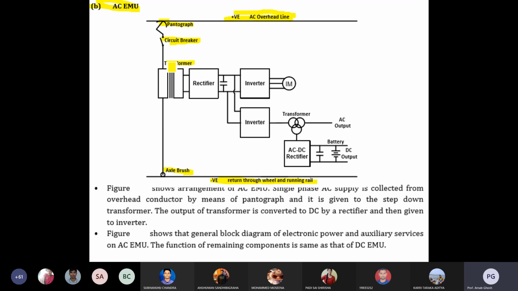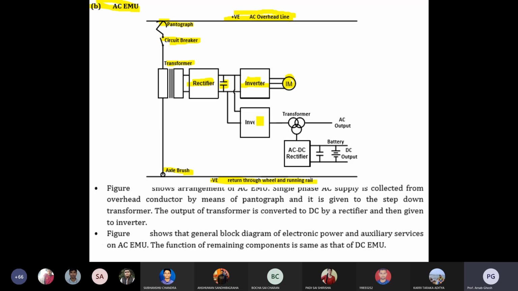Then a transformer is there, stepping down the voltage, normally from 25 kV. Then the rectifier is there, from which you make it DC. Then an inverter is there for the traction motor drives. You are using an induction motor, so from the rectifier to the inverter you can use vector control for the speed control of your induction motor.